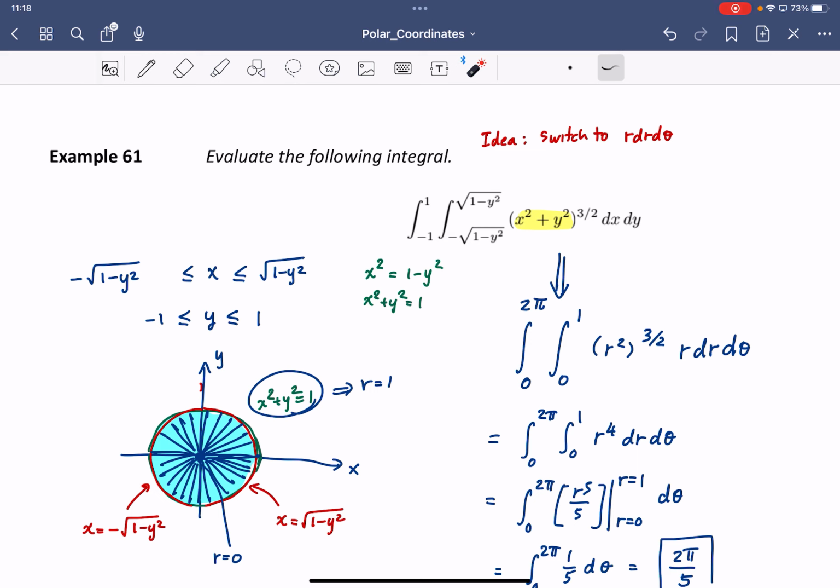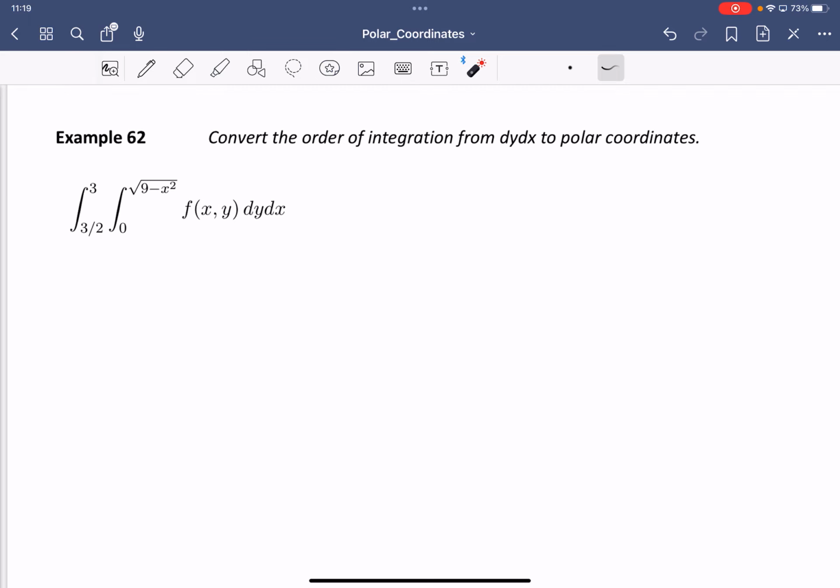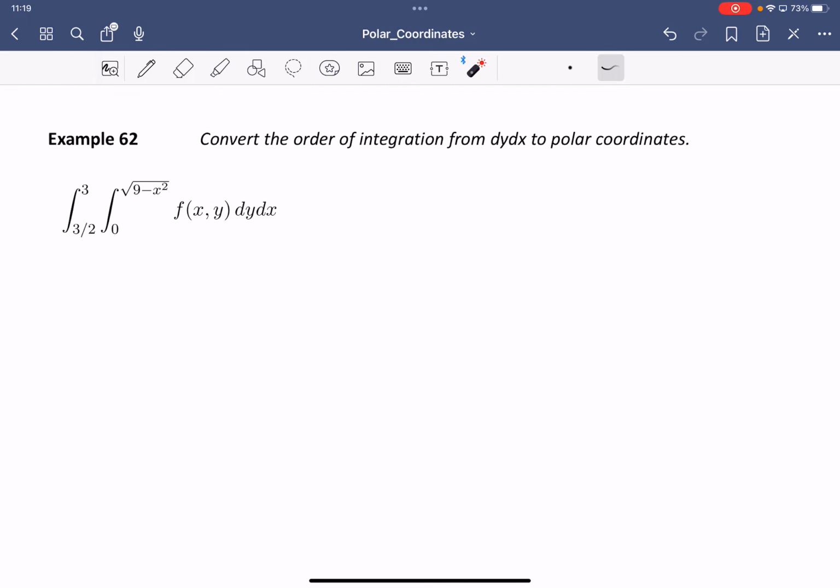So this is one example here. We have two more. Next we're gonna switch the order of integration from dx dy or dy dx to polar coordinates. So let's do two more. So example 62, convert this one to polar coordinates.